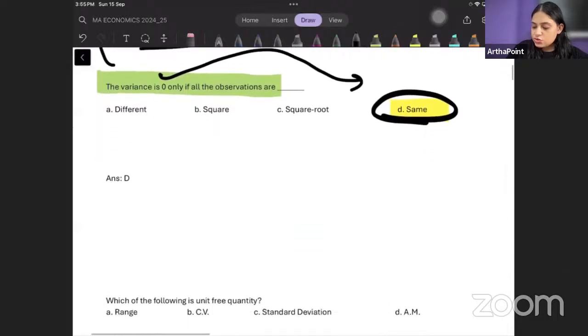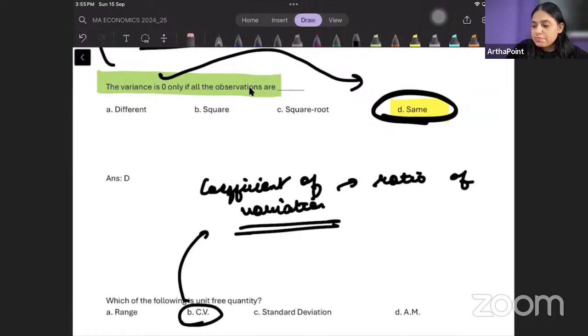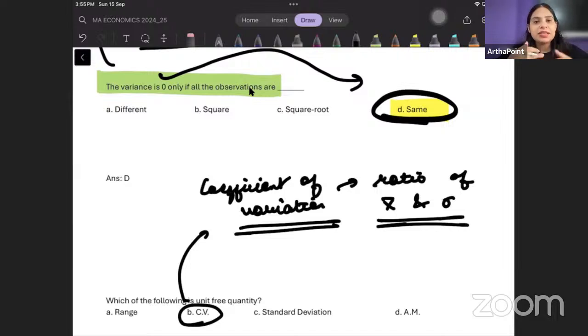Okay. Come to the next question. Which of the following is a unit-free quantity? Unit-free means you should not be writing in kilometer, meter, and so on. So it should be unit-free. Absolutely correct. So the unit-free one is CV, coefficient of variation. It has no unit because it is a ratio of standard deviation and mean. In a ratio you have standard deviation and mean, right? You have a ratio, so there is a unit on top and a unit below. When you divide unit by unit it becomes unit-free, unitless. So therefore coefficient of variation is unit-free.